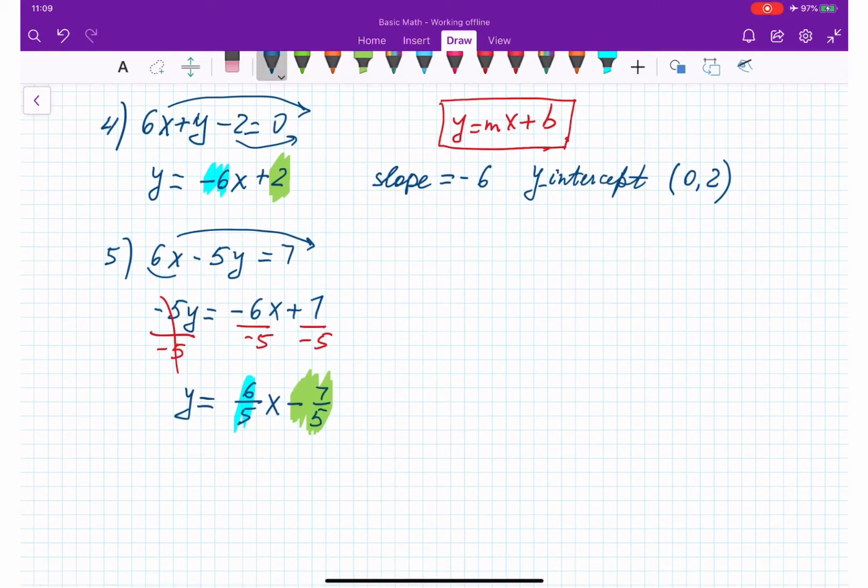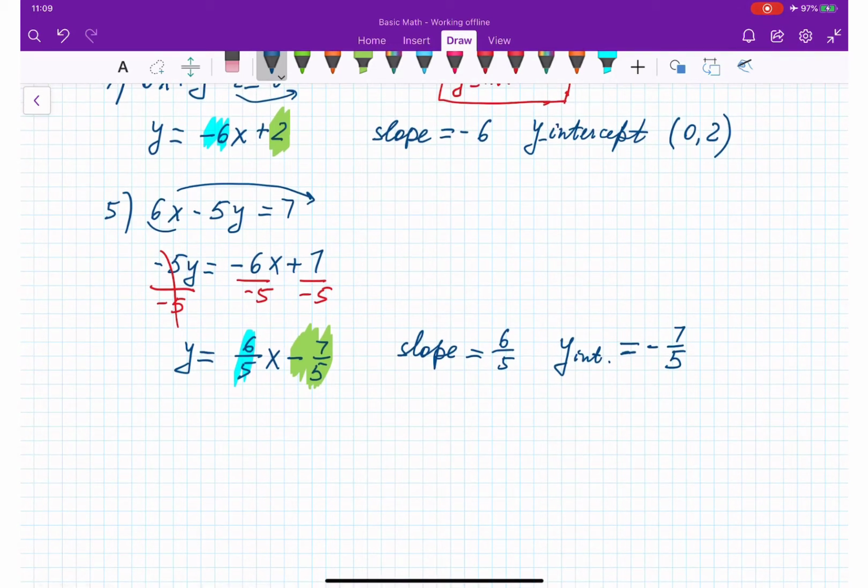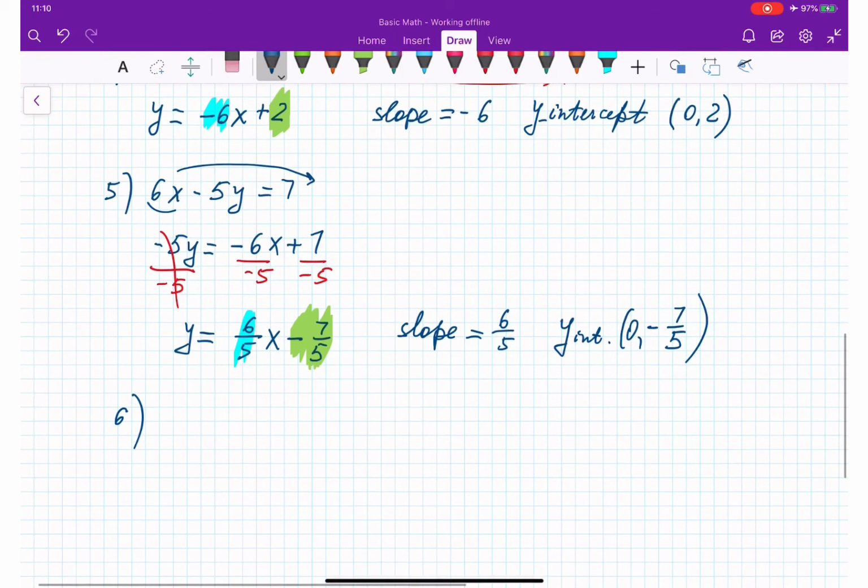Okay, so slope is coefficient of x, 6 over 5, and y-intercept is available term. That means the term that doesn't have x or y, any variable. Negative 7 over 5. So coordinate is going to be 0, negative 7 over 5. Okay, next one.